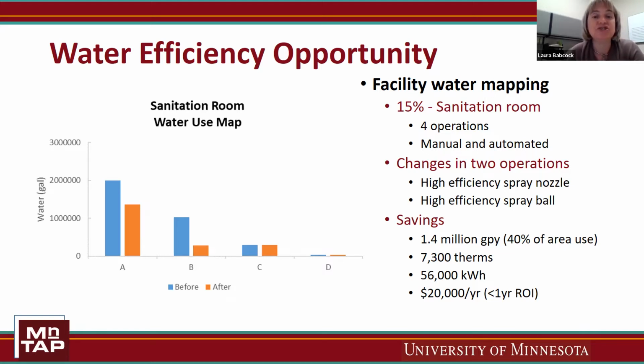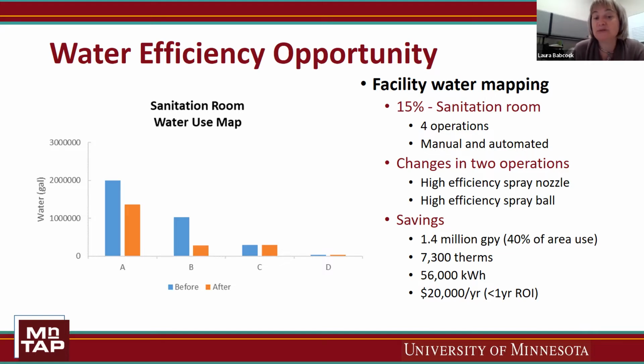And they made changes to two of these. One was using a high efficiency spray nozzle. Spray nozzles are really something that you can run into a lot. Older ones or ones that are broken really can leak a lot of water and not be real efficient for cleaning. And then a high efficiency spray ball. Higher efficiency water use equipment is readily available and usually very cost effective for changes.